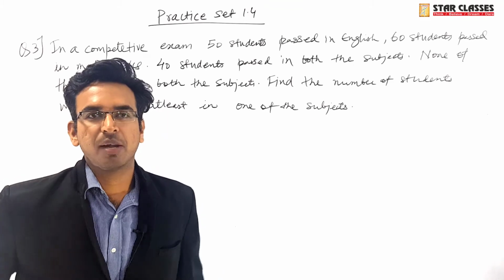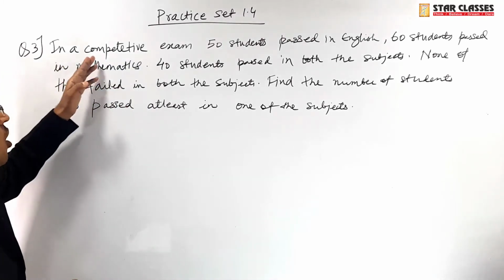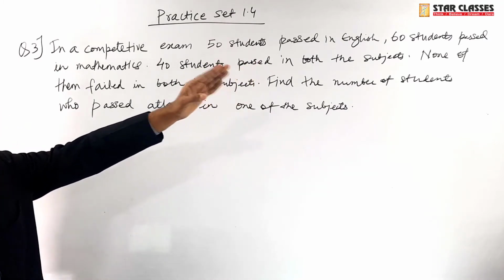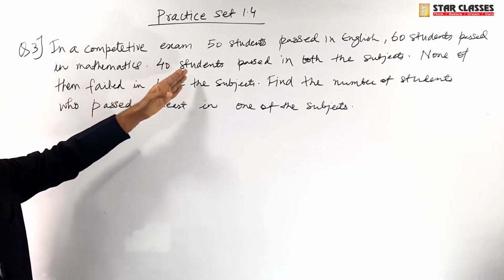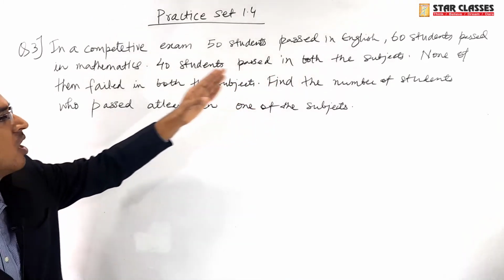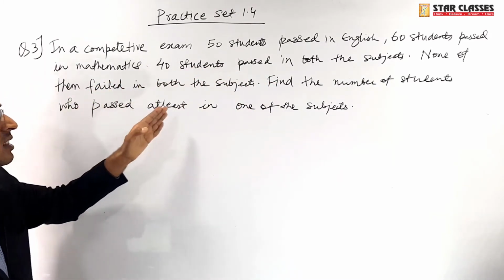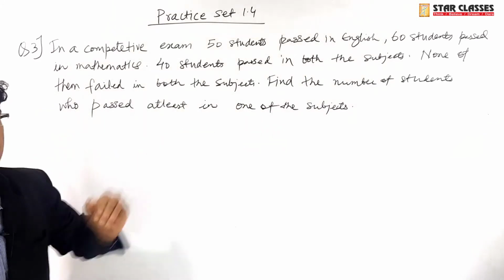Now let us do question number 3. In a competitive exam, 50 students passed in English, 60 students passed in mathematics, 40 students passed in both the subjects. None of them failed in both the subjects. Find the number of students who passed at least in one of the subjects.